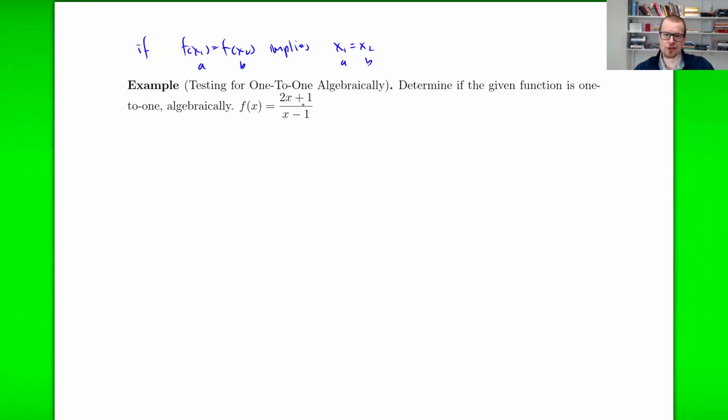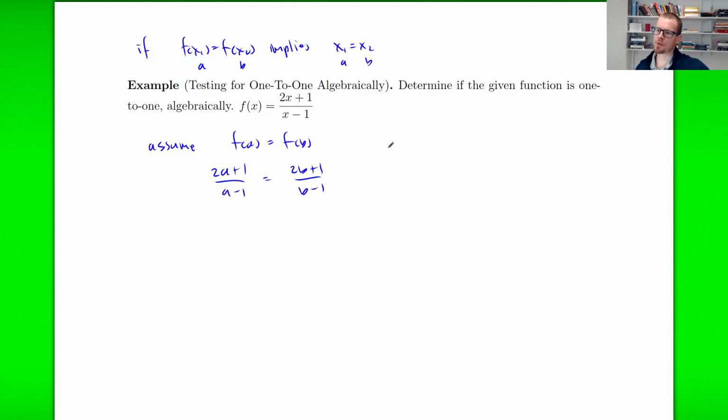All right, so I want to show that this is indeed one-to-one, as we suspected in a previous example. To do so, I'm going to assume that f of a is equal to f of b, and then I am going to show that a is equal to b, and that's it. Not a is equal to b or a is equal to something else. So what is f of a equals f of b? What does that mean? Well, I plug a and I plug b in. So I get 2a plus 1 divided by a minus 1 is equal to 2b plus 1 divided by b minus 1.